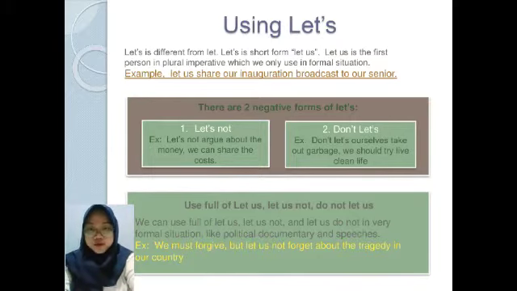Okay, we can use the full form, let us not, or let us do not, but only in very formal situations, such as political documents or speeches. For example, we must forgive, but let us not forget about the tragedy in our country.